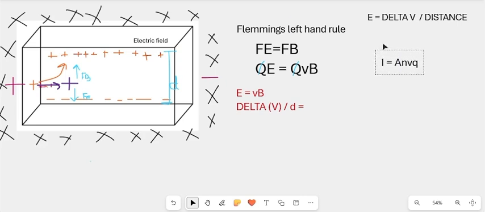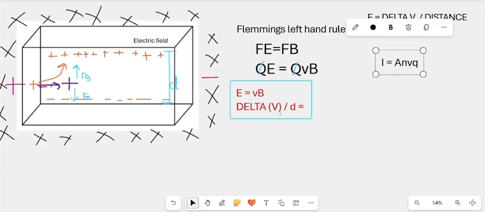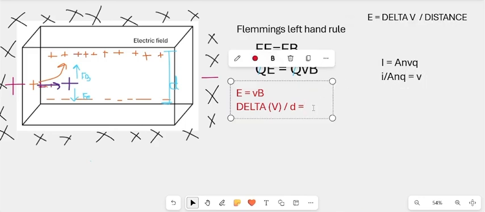Now this is the current in a current carrying conductor. And so I have V here as well. So if I can replace V with this somehow, I can make V the subject of my equation, and I'll get I over A N Q equals V. Now I can simply replace V with I over A N Q, and that will get multiplied with B, so I B over A N Q.